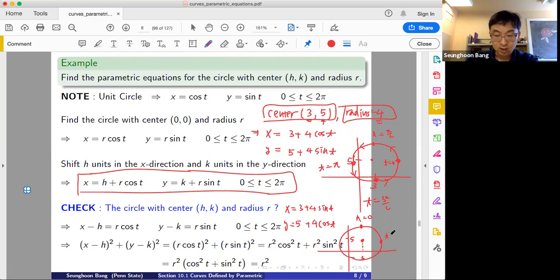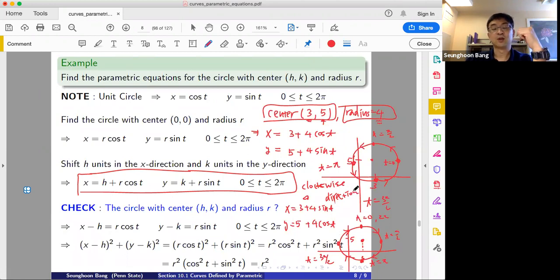The t is, in this case, pi over 2. So this is t equals pi. So this is t equals 3 pi over 2. So this is 2 pi again, exactly clockwise direction. This is the only difference. You can try by yourself. The direction is clockwise direction. This is the only difference.